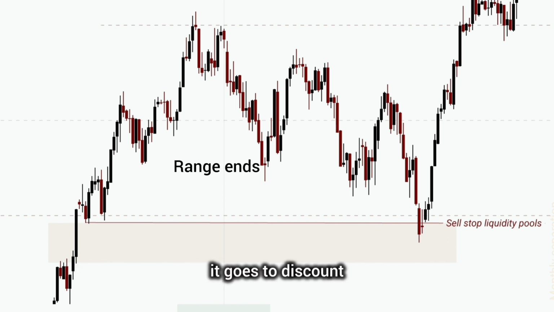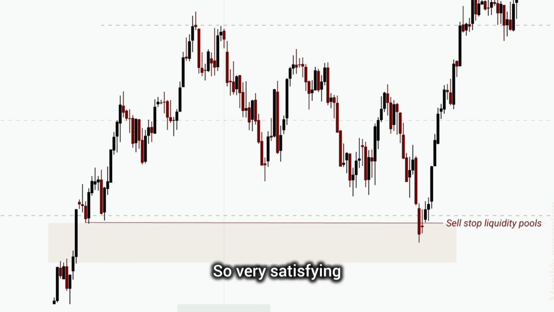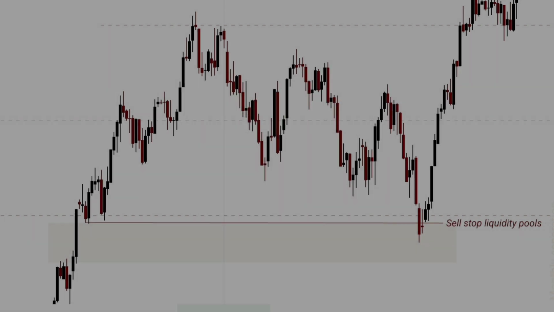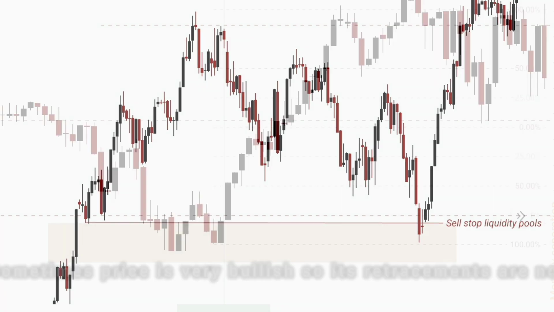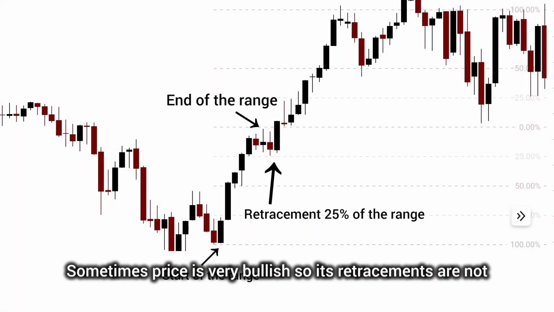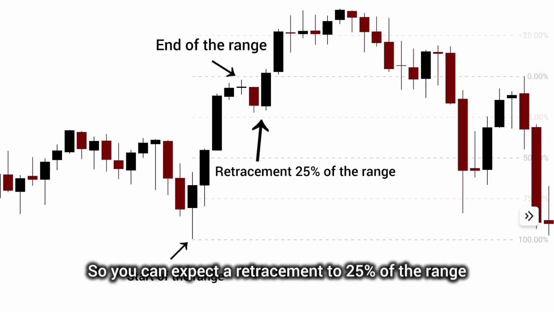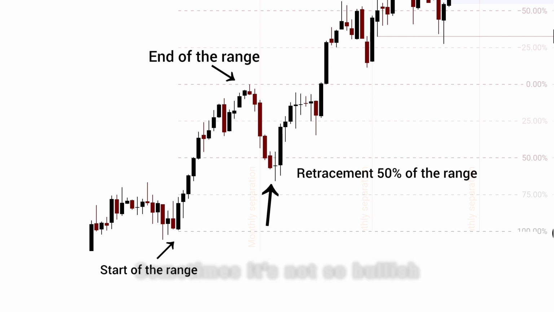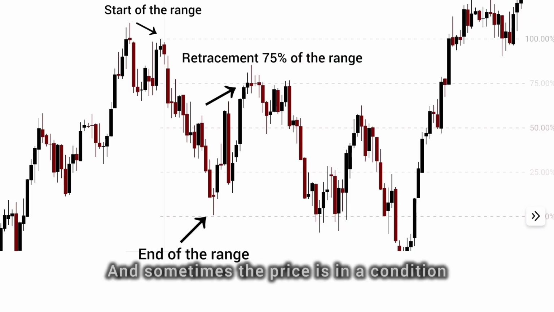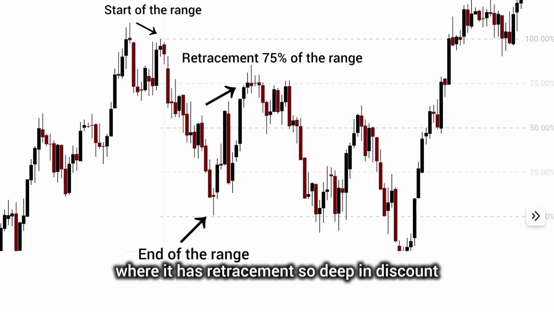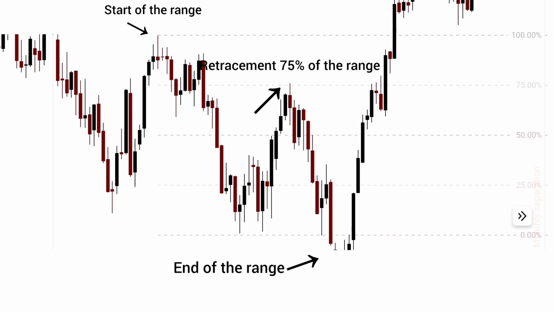When a range ends, it goes to discount or premium before its next range until it reaches its objective, right? So where is the discount and premium of a range? The premium or discount of a range depends on the market program of the price. Sometimes price is very bullish, so its retracements are not that deep in discount. So you can expect the retracement to 25% of the range. Sometimes it's not so bullish, and you can expect the price to have a retracement back to equilibrium of the range. And sometimes the price is in a condition where it has a retracement so deep in discount that you should look for your PDA and objectives under 75% of the range.